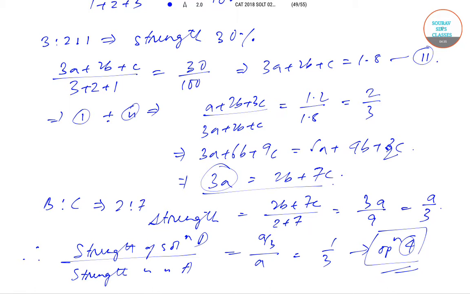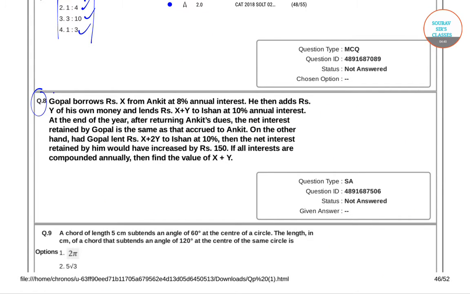Let us now move into the next question. In the next question, which is question number 8, it has been said that Gopal borrows rupees X from Ankit at 8% annual interest. He then adds rupees Y of his own money and lends rupees X plus Y to Ishan at 10% annual interest. Now, at the end of the year, after returning Ankit's dues, the net interest which is retained by Gopal is the same as that accrued to Ankit.